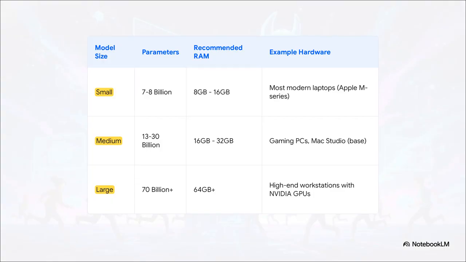So this is probably the biggest question on your mind. Can my computer even handle this? And the answer is, yeah, it probably can. For these small but incredibly capable 7 billion parameter models, you only need about 8 to 16 gigs of RAM. We're talking about most modern laptops here. And if you're on an Apple Silicon Mac, you're in a great spot because of how they handle memory. If you want to step up to medium-sized models, a decent gaming PC or a Mac Studio will do the trick. The barrier to entry here is way lower than you'd think.